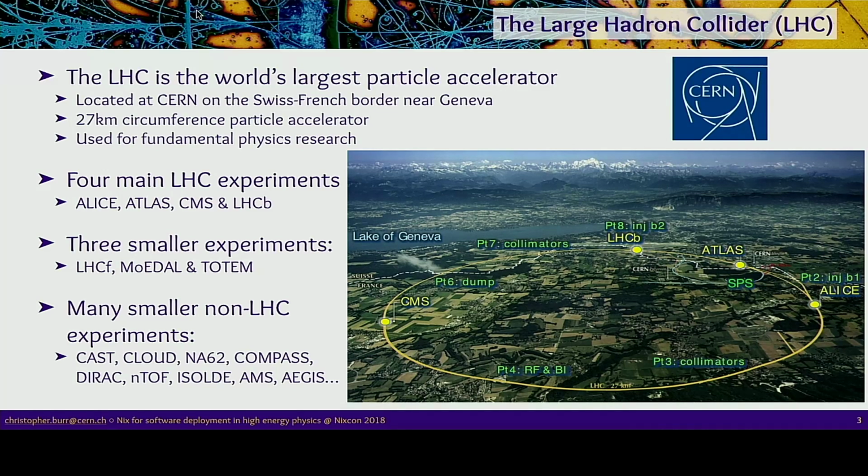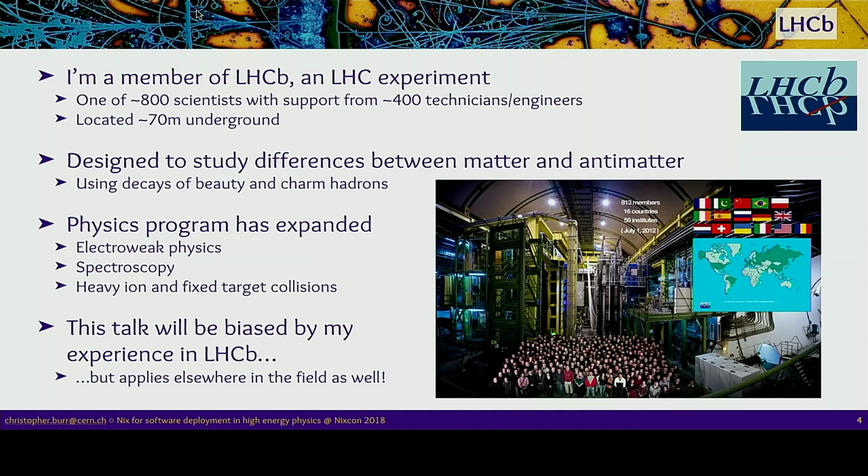The bigger experiments have huge computing requirements, but even the smaller ones, which have fewer people to work on maintaining their computing, are sometimes still using huge clusters and having to do lots of computation. I'm a member of LHCb, which, depending on how you define it, is the smallest of the four big LHC experiments. Though smallest means that there are about 800 physicists like me working on it, with about 400 technicians working with it, so still quite a lot of people.